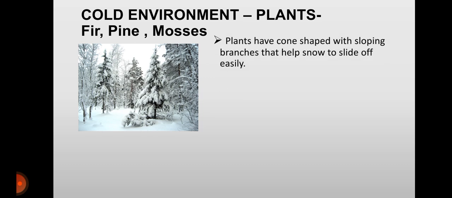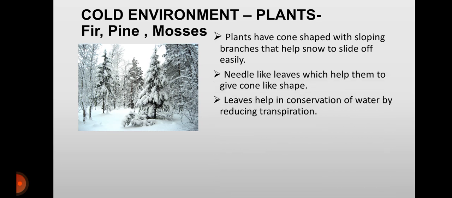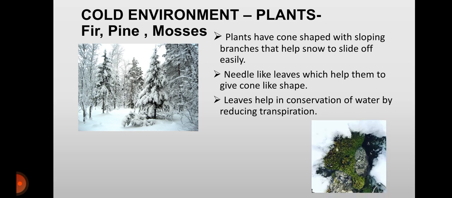Plants have a cone shape with sloping branches so that they help the snow to slide off easily. That can be easily seen in the picture over here. They have needle like leaves which help them to give the cone like shape. Leaves help in conservation of water by reducing transpiration.